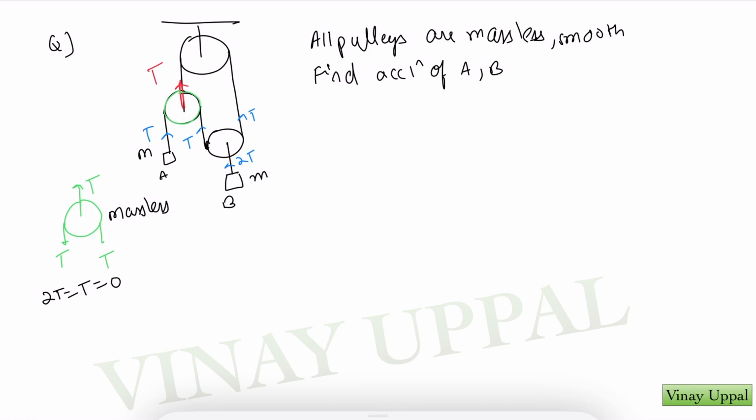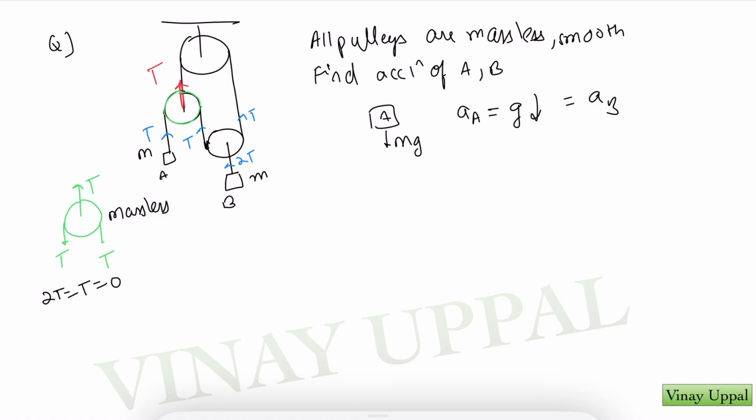Okay, so how do we go about doing this? So it's very straightforward now. Because tension is 0, on block A there's only gravity acting, so acceleration of A is g downwards. And acceleration of B is also g downwards because once again tension is 0. So acceleration of A and B are both g downwards.